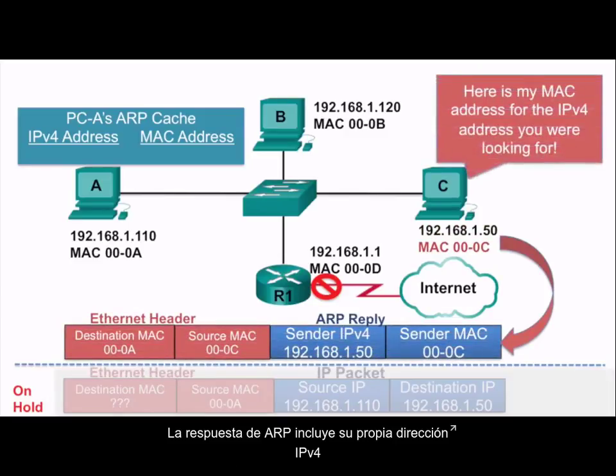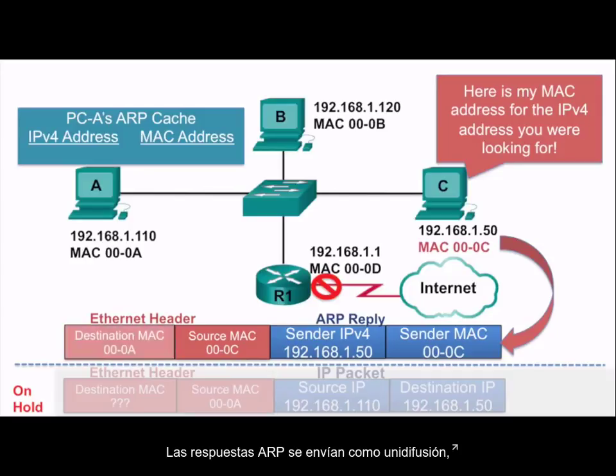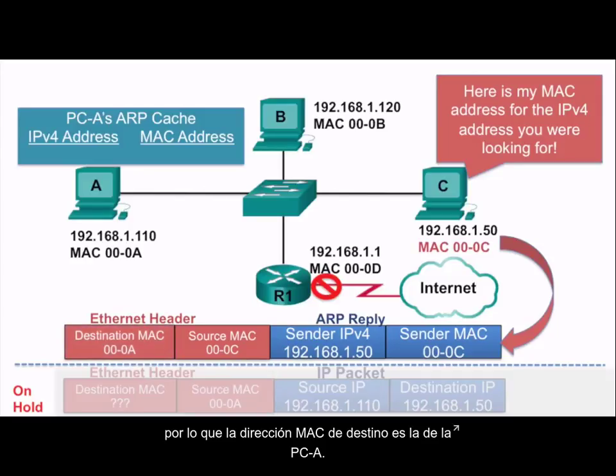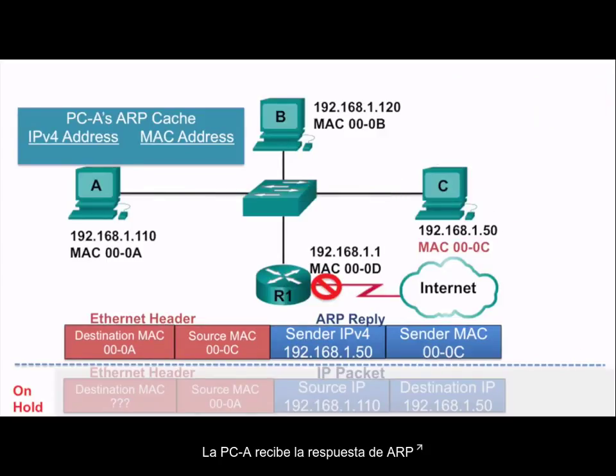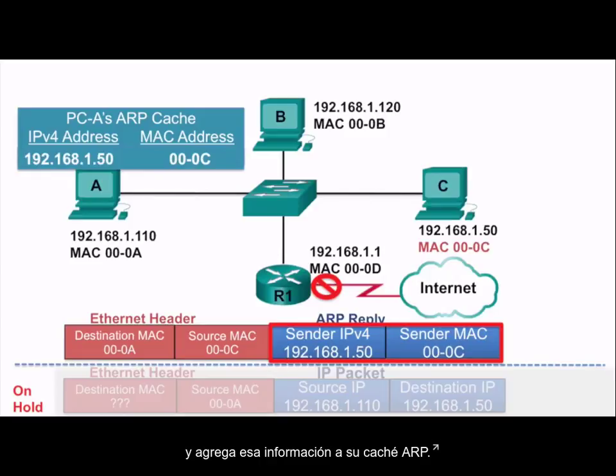The ARP reply includes its own IPv4 address and its own MAC address. It is sent to PCA. ARP replies are sent as a unicast, so the destination MAC address is that of PCA. PCA receives the ARP reply in response to its previous ARP request. It takes the information, the sender IPv4 address and the sender MAC address, and adds that information to its ARP cache.